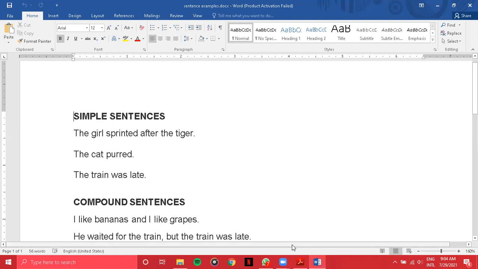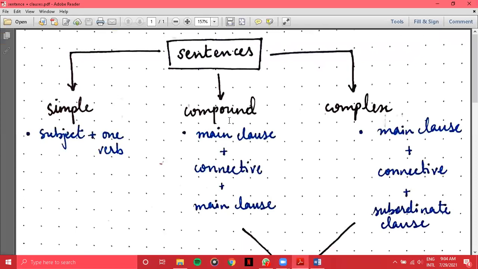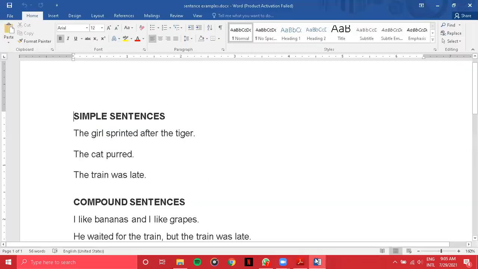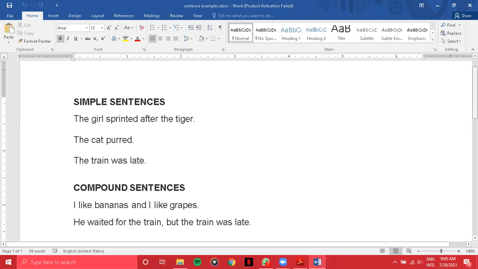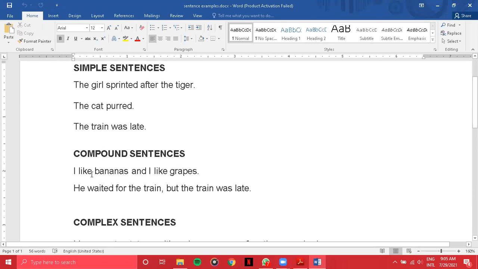right? Now, the second type is compound sentences. We've already done clauses, right? So compound sentences are when you have two main clauses in the same sentence. There are two main clauses and a connective joining them. We've done examples of these in our previous assignments too. For example, in the first sentence, I like bananas and I like grapes. What would be the two main clauses in this?